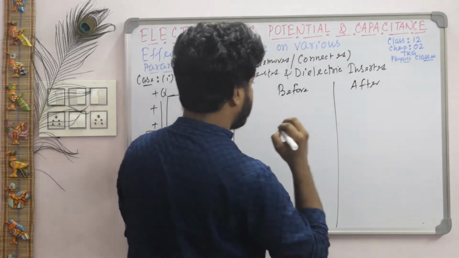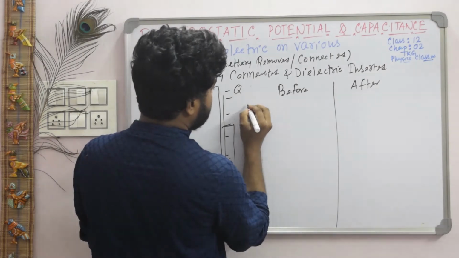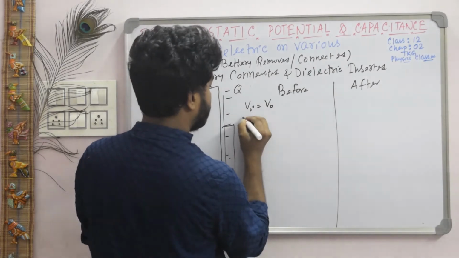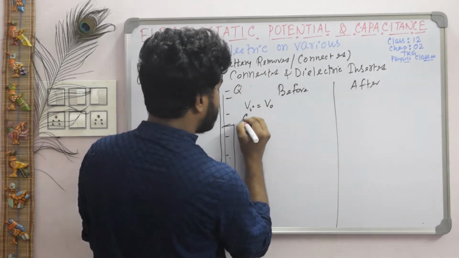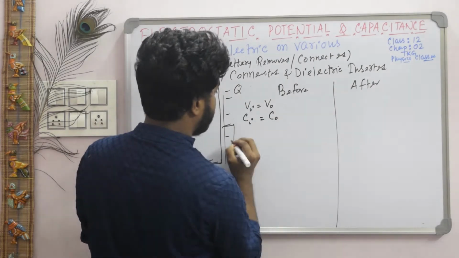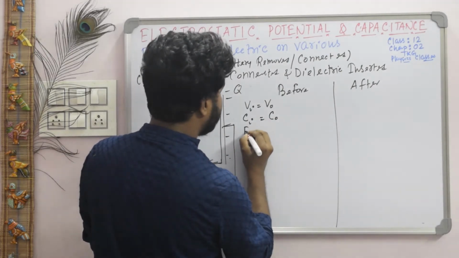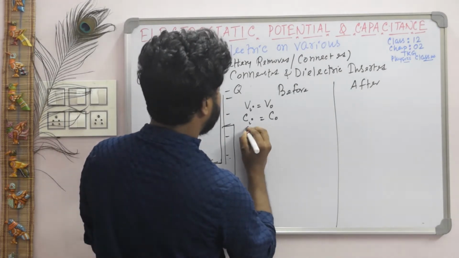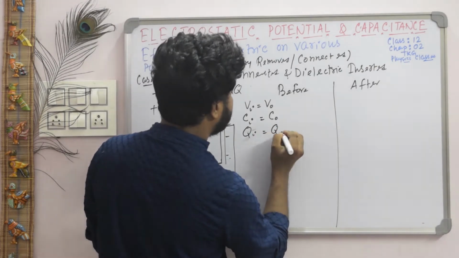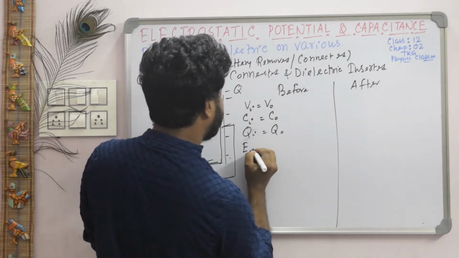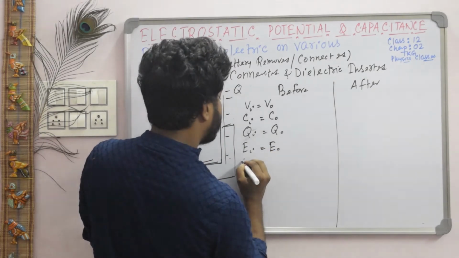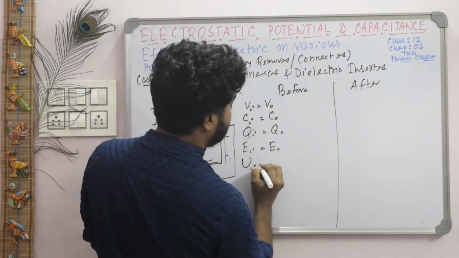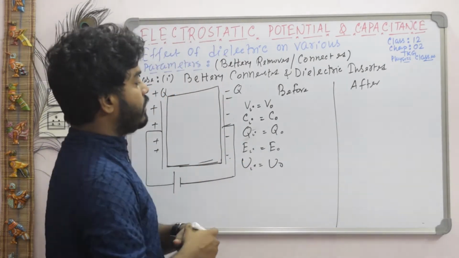Same condition, you just consider initial potential, that is V naught, initial capacitance, that is C naught, initial electric field, write it down, initial charge, that is Q naught, then initial electric field, that is E naught, initial potential completed, initial energy, that is U naught. Then you write down the formula.